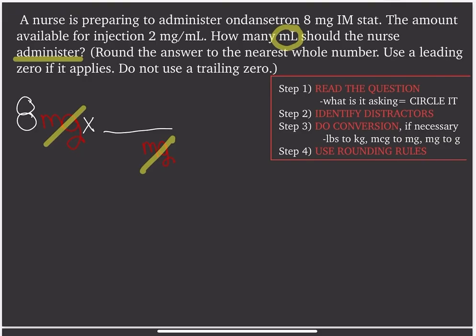So we're going to put the milligrams on the bottom and the milliliters up top because those units will cancel each other out. The only thing we're left with will be 1 ml up top. So 8 times 1 divided by 2 is 4 mLs. Using your rounding rules, it says to the nearest whole number, and that is the whole number. So it will be 4 mLs.